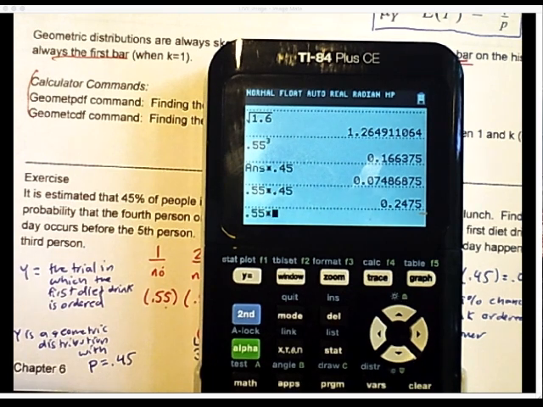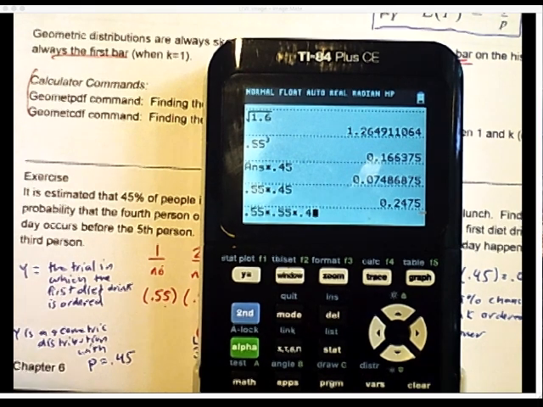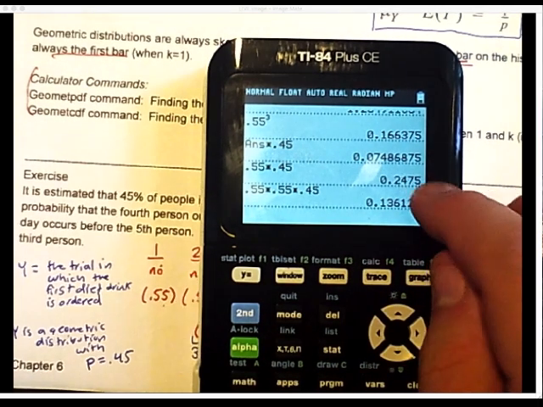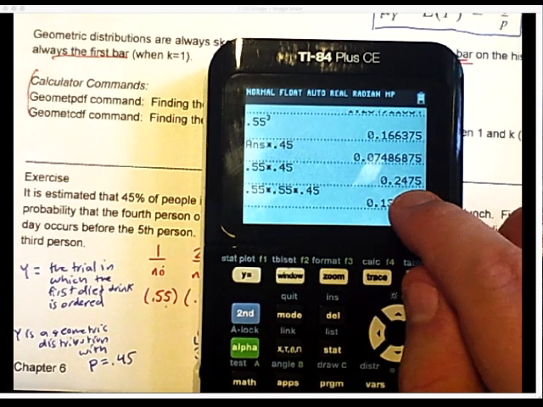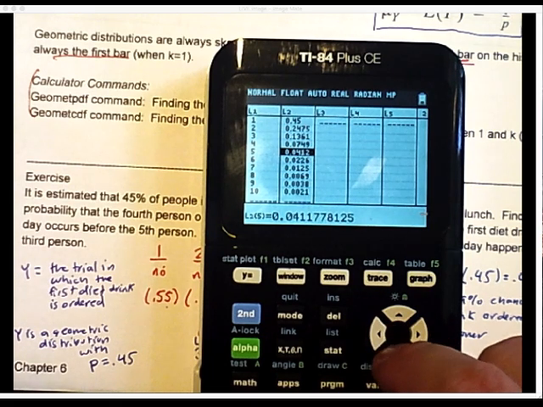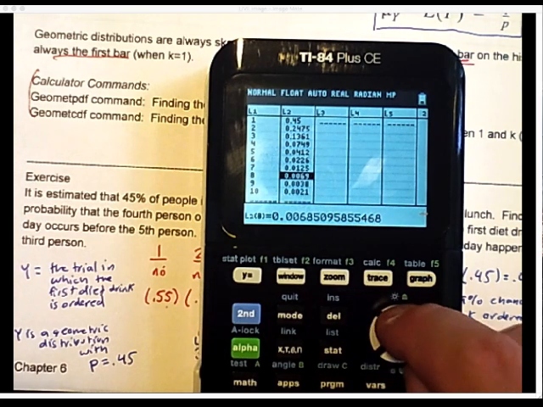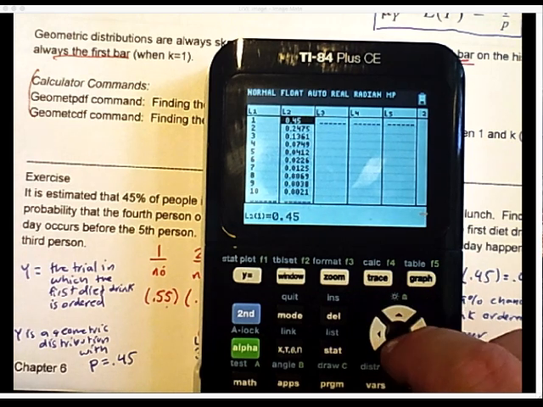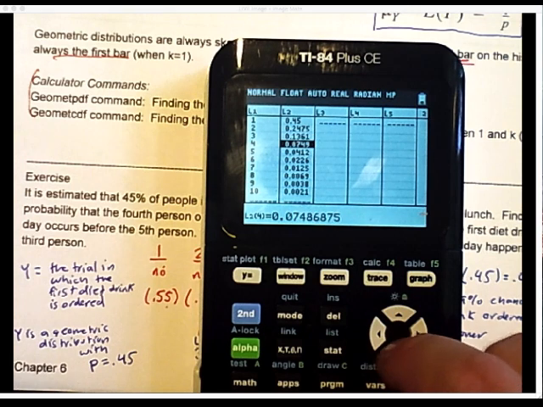What about the next one? All right, if the third person is the first person to order a diet drink, then that means you would have 2 failures, then a success. Okay, when you multiply decimals, every time you do this, the number gets smaller. So if we look back in our list, that's why as we go down here, the decimals get smaller, because every time you're multiplying by another 0.55. So like this one is 0.45. This is 0.45 times 0.55. This is 0.45 times 0.55 times 0.55. So on and so forth. When you multiply by decimals, the numbers get smaller.